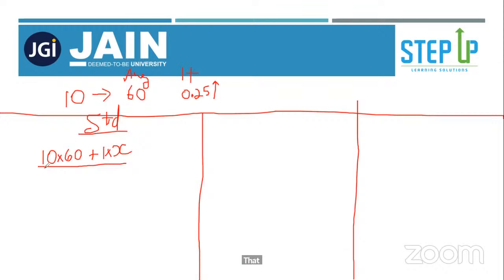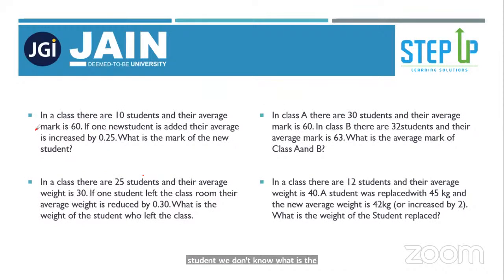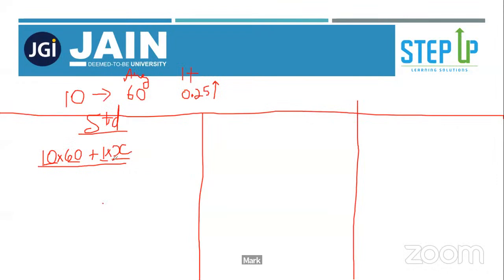Because for 10 students, we know the average is 60. For the student newly added, we don't know. So we are taking X, we don't know his mark. Did you get it, Lewis? That is what we want to find. So now in total, how many members?